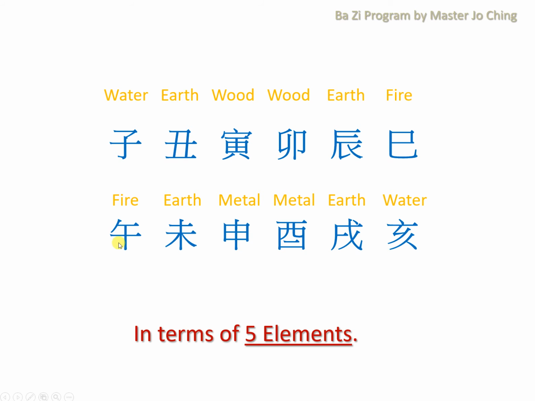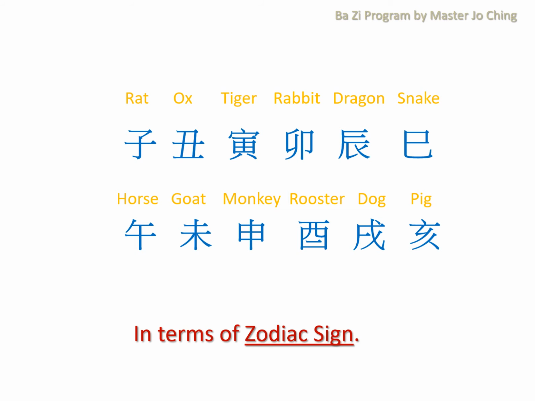So if one day you become a BaZi practitioner, you should try to use the more technical way of calling out their names, like calling it 子 instead of rat or ox. But for beginners, it's perfectly alright, if it can help you to associate better and memorize things better. So, 子 is rat, 丑 is ox, 寅 is tiger, 卯 is rabbit, 辰 is dragon, 巳 is snake, 午 is horse, 未 is goat, 申 monkey, 酉 rooster, 戌 is dog, 亥 is pig.